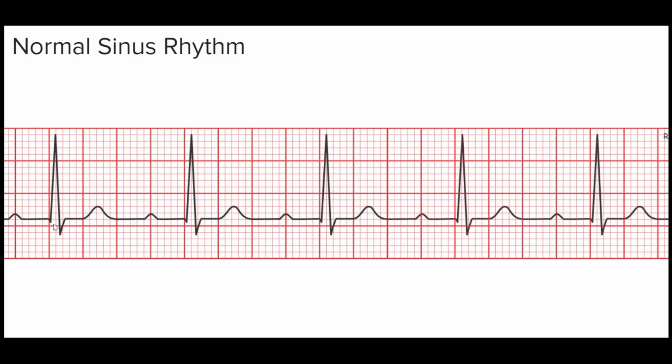The QRS complex is usually positively deflected and narrow. The PR and QRS interval would generally be less than 5 small squares, or 0.2 seconds. An average heart rate would be around 60 to 100 beats per minute.